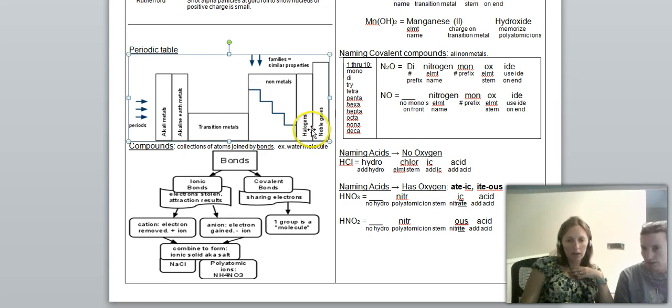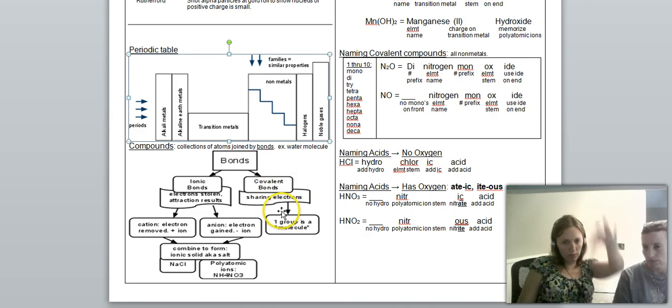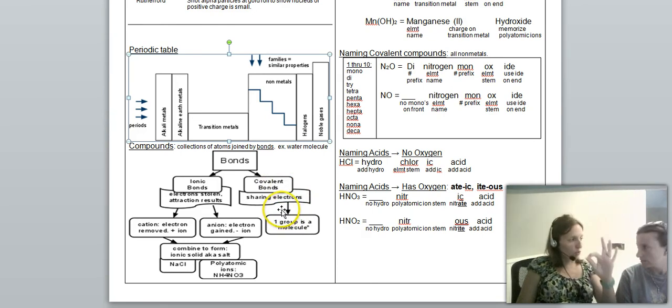Yep. And then a compound is a group of atoms that's joined together by bonds. We've studied ionic bonds and covalent bonds. Covalent bonds are the type of connections between atoms where the atoms are sharing their electrons in order to get their full octet. If you have a single one, it's a molecule. So something that is a covalently bonded compound, if you can just pick up one of them, then you can have a molecule of water.